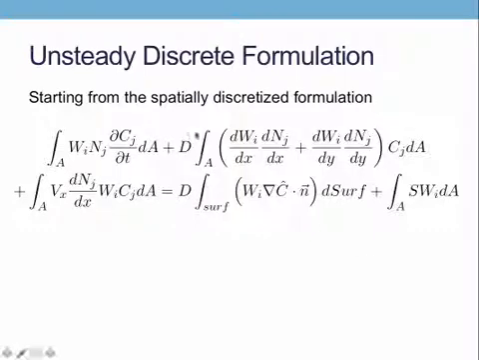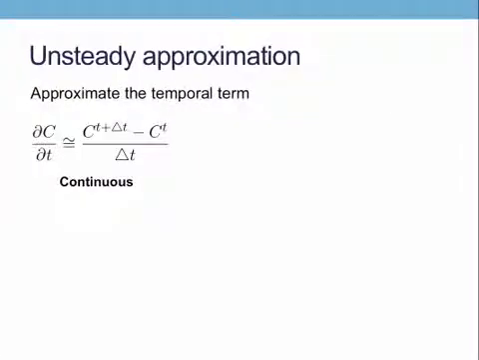Note that we still need to consider our temporal term, the partial of C sub j with respect to time. Let's turn our attention now to that term. We know from the analysis that we did for the 1D problem and from calculus that we can approximate the partial of C with respect to t as C evaluated at t plus delta t minus C evaluated at t, over delta t. In fact, we know from calculus that in the limit as delta t goes to 0, we will recover the partial of C with respect to t.